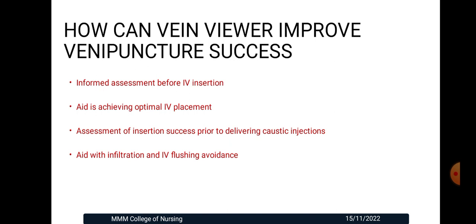How can vein viewer improve the vein puncture success? Informed assessment before IV insertion. Aid in achieving optimal IV placement. Assessment of insertion success prior to delivering the injections, aid with infiltration and IV flushing avoidance.